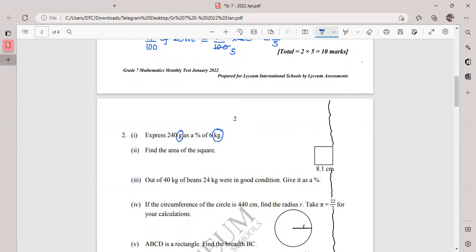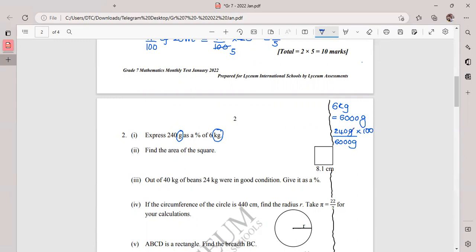Children, what we want to do first of all, before doing the calculation, is a conversion. You want to convert 6 kilograms into grams, that is 6,000 grams, right? So then you can write 240 grams over 6,000 grams, right? And multiply it by 100 as you want to convert this into percentage.